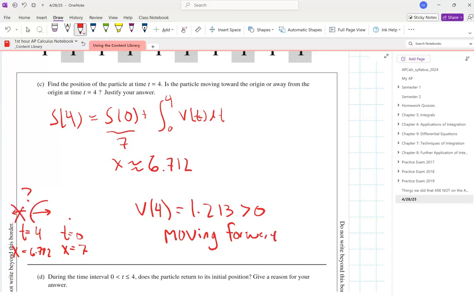So we're doing this one, which would be away from the origin. Since we're right of the origin and moving forward, we're going away from it, right? Notice it's saying origin, not original position. We'd be moving towards the original position, but that's not what the question asked, right? Does everybody feel okay?